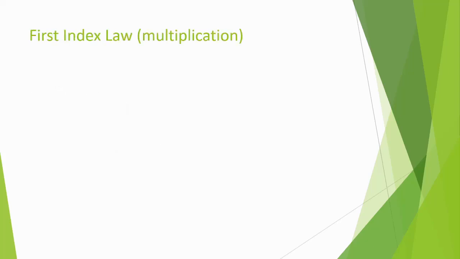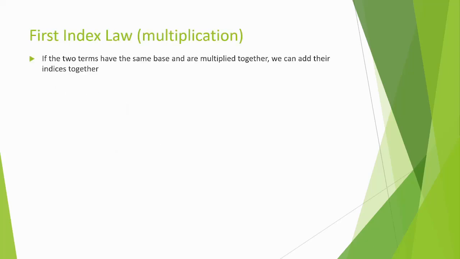The first index law is called the index law of multiplication. If two terms have the same bases and are multiplied together, we can add their indices together. So an example, which is the one we used before, 2 to the power of 3 multiplied by 2 to the power of 5. We can add those two indices, the 3 and the 5, together, and we get 2 to the power of 8.